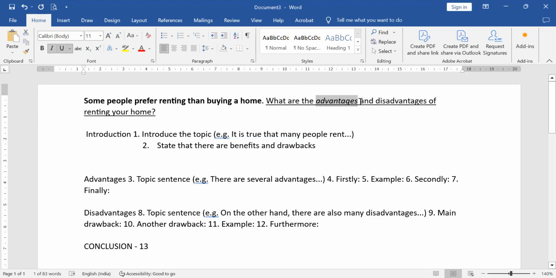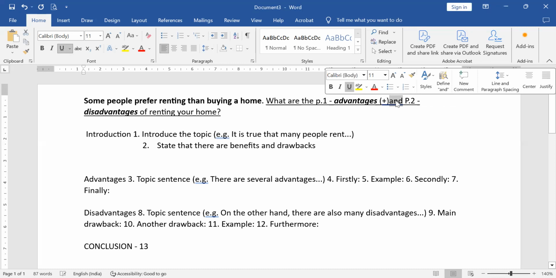I really need to write advantages and I really need to write disadvantages. So I don't have a choice. And means plus. That means, in short, I have to focus on advantages in para 1 and on disadvantages in para 2. Did you understand how I decide what to write in the essay? The moment they say and, I understand whatever is after and has to go in paragraph 2, and before and, it has to go in paragraph 1.